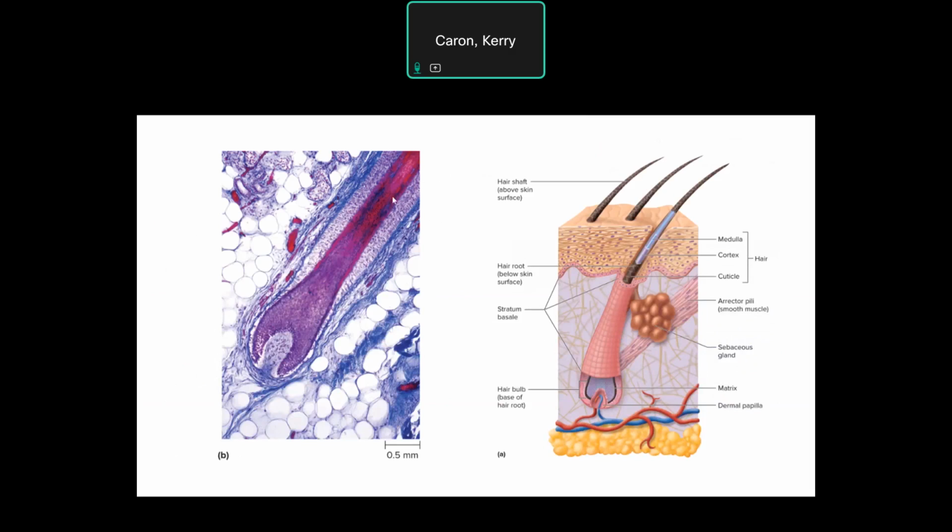Here's a microscopic photo of the hair follicle. You can kind of see the cuticle and the cortex, the medulla. And here is a nice diagram of it. You have the hair bulb, the base, the root, in the dermal layer. Okay. You've got a sebaceous gland here, oil, erector pili muscle, smooth muscle that's going to make it stand up if you got goosebumps. You have the hair root that's just below the surface. The part that comes out of the skin is the hair shaft, and the layers of the hair are the cuticle, the cortex, and the medulla.